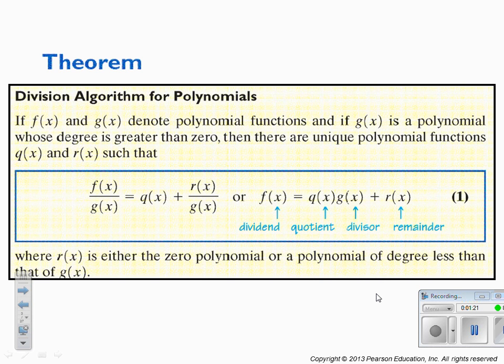So this is just like long division. If you remember back when we did long division, we get a whole number, plus our remainder over our original value. That's all this is saying, but it also applies to polynomials.